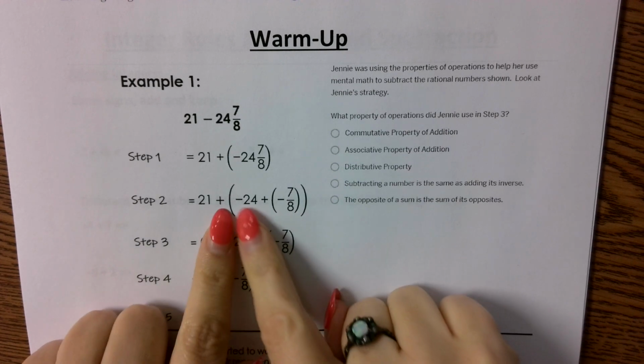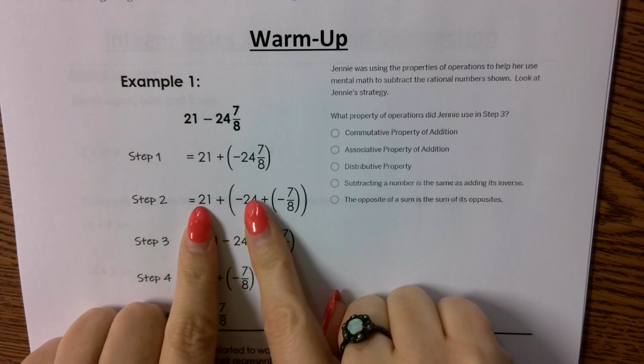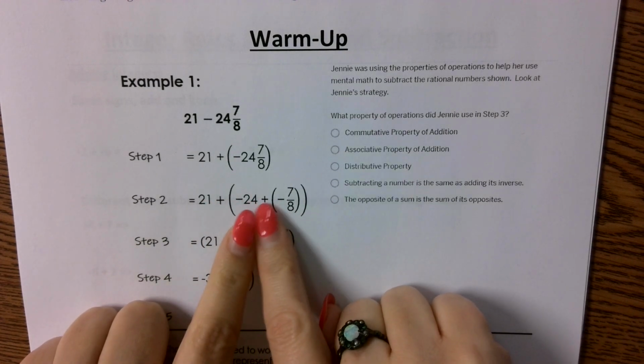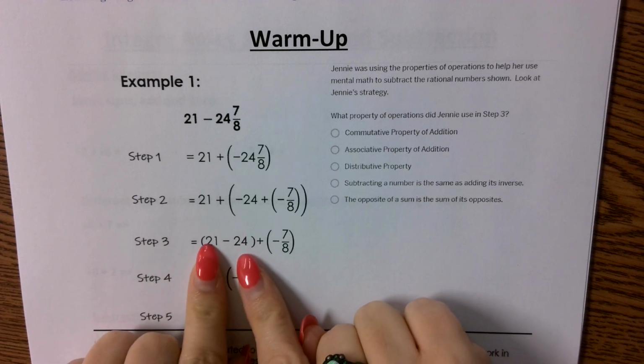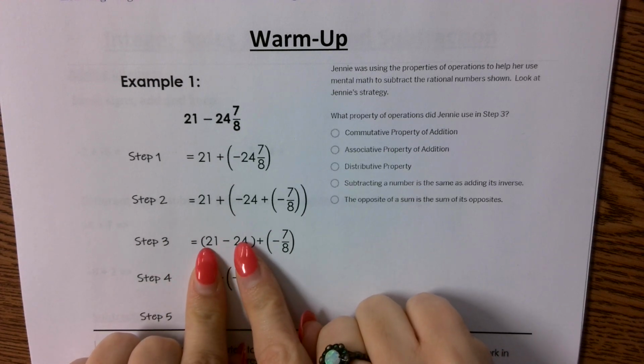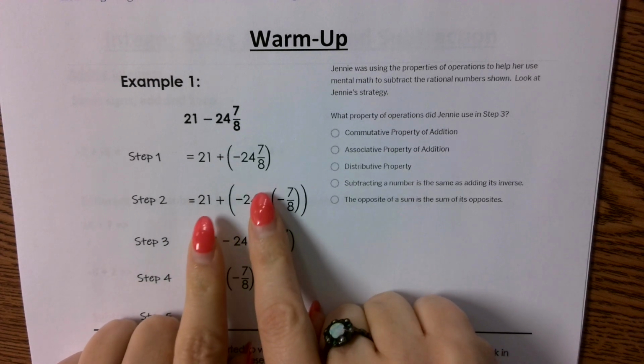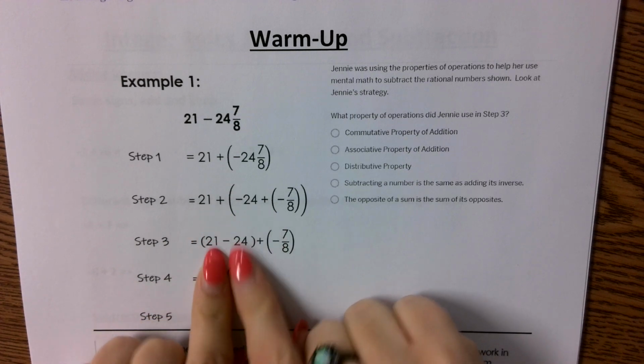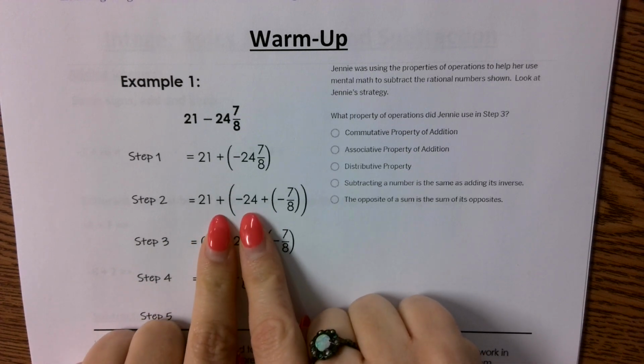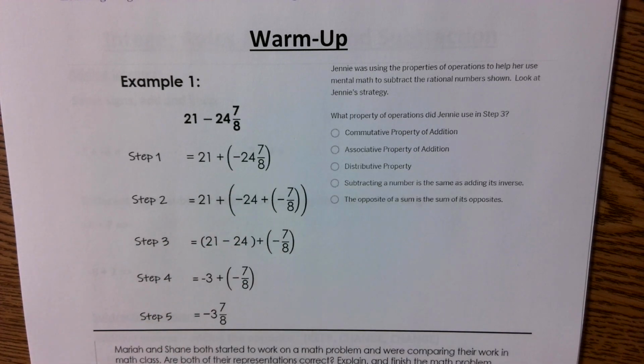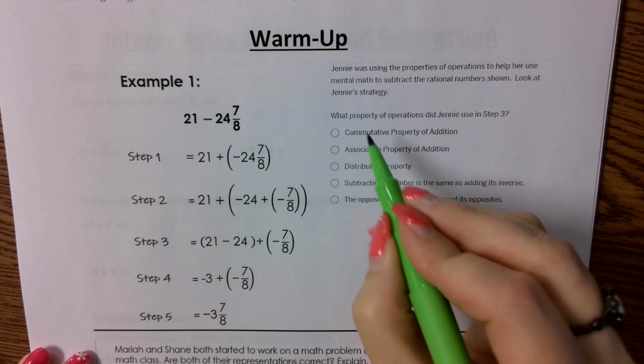Did the grouping change? So here originally we had 21 on the outside and a negative 24 on the inside. Now we have a 21 on the inside and a negative 24 or minus 24 on the inside. So that was one of the properties that did occur, right? We did change the grouping. So yes, associative property did occur. That's a true statement. Something else also occurred though. What else also could have occurred?